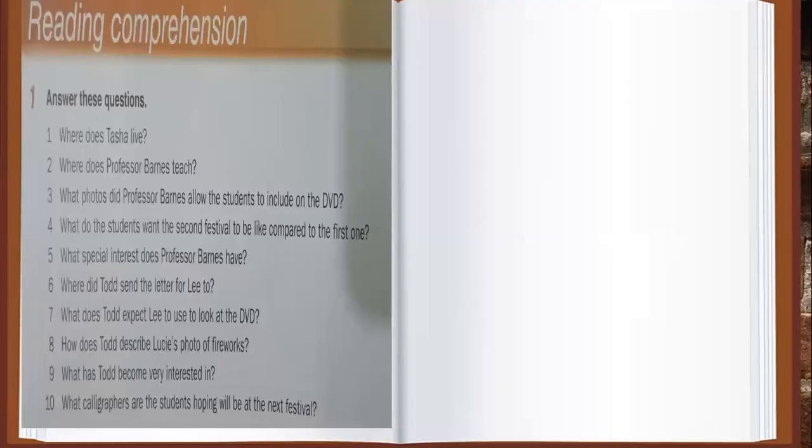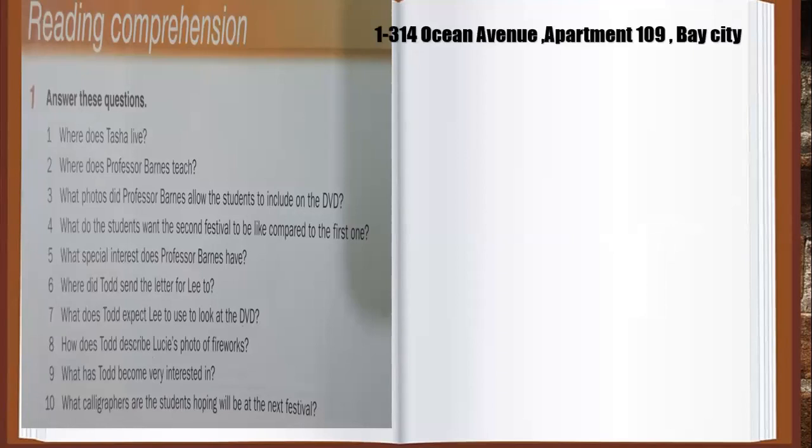And now let's start with the first activity that you have in your student book, page 20. Answer these questions. The first one, where does Tasha live? Go to the first letter. On the top right, we have her address. She lives in 314 Ocean Avenue, apartment 109, Bay City.